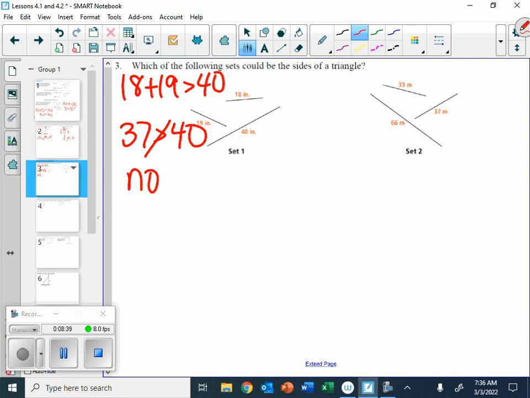Alright, can you very quickly do the next one? Confident you can add. Take your 2 shorter sides, add them together, see if it's greater than the larger side. It can't be greater than or equal. It has to be greater.